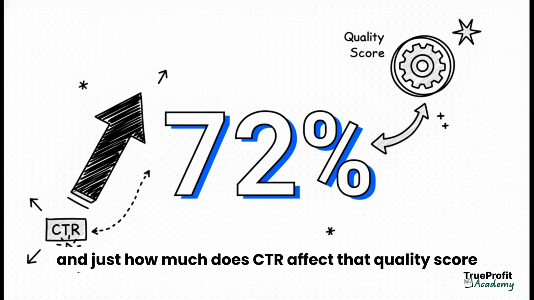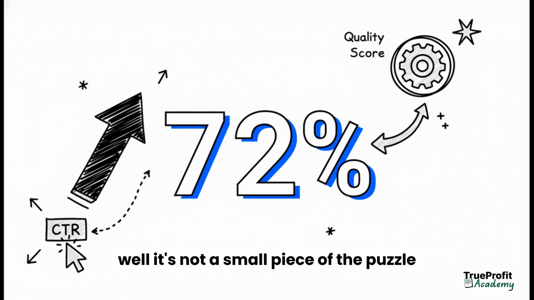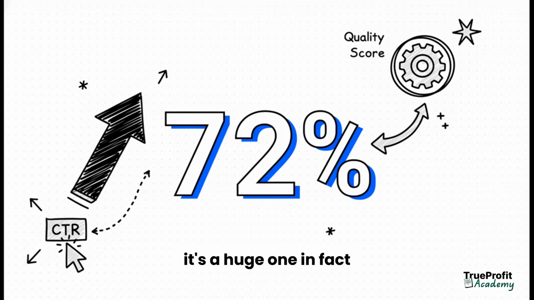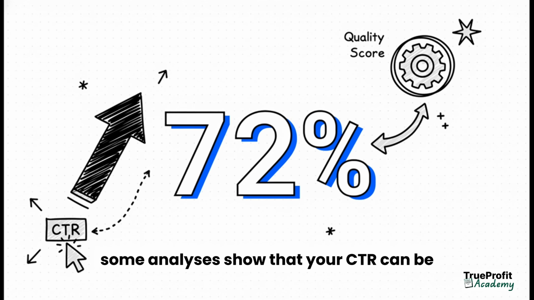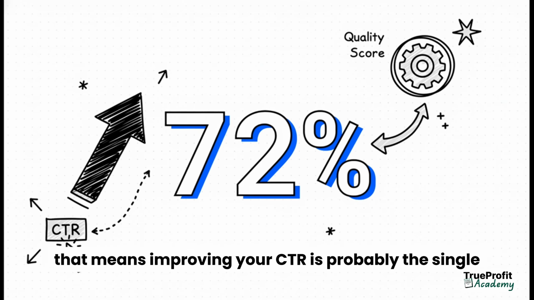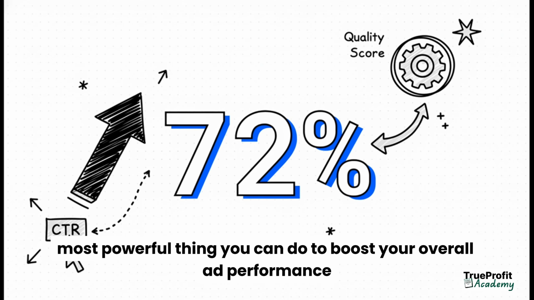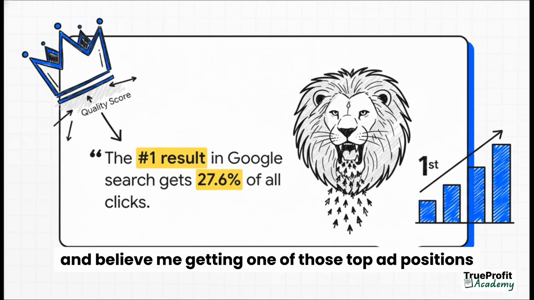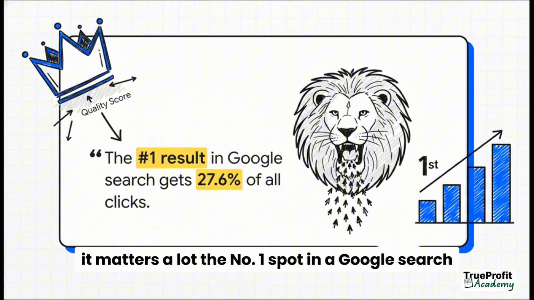And just how much does CTR affect that quality score? Well, it's not a small piece of the puzzle. It's a huge one. In fact, some analyses show that your CTR can be responsible for up to 72% of your quality score. That means improving your CTR is probably the single most powerful thing you can do to boost your overall ad performance.